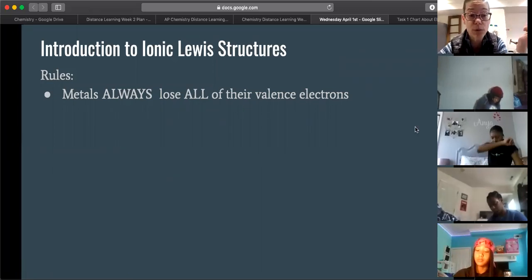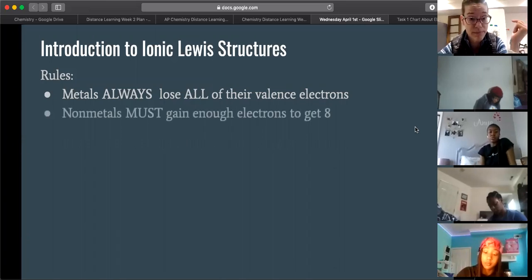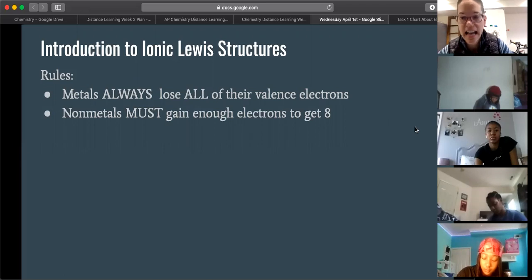Okay. So that's the first rule. And then the second rule is the opposite for the nonmetals. The nonmetals have to gain until they get 8. So if they have 7, then they can only gain 1. If they have 6, they can only gain 2. And if they have 5, they can only gain 3. But they have to end up with 8. So metals have to lose everything, and nonmetals have to get to 8.